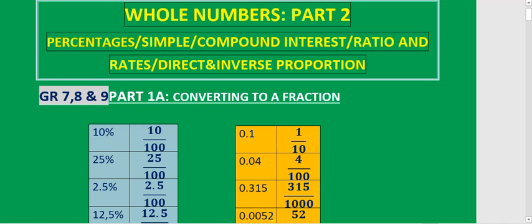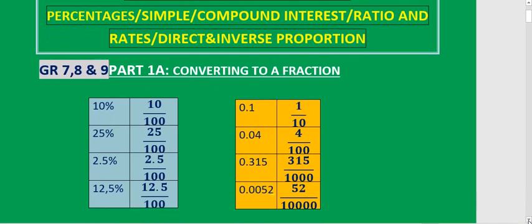Just before we get to the calculations, I just want to remind you of how you can convert to a fraction, because usually we use fractions when we calculate percentages. Very easy. To write a percentage as a fraction, just put it over 100. All those are percentages. So to write that number as a fraction, 10% is 10 over 100. 25% is 25 over 100, 2.5% is 2.5 over 100, 12.5% is 12.5 over 100.